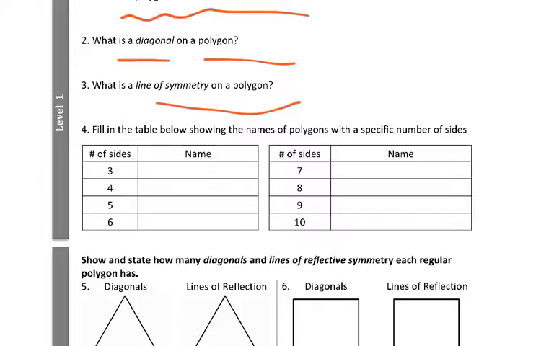Okay, so, yeah, we need to learn the names of some specific polygons because that's going to show up on our test. Any polygon that has 3 sides is called a triangle. You guys knew that. Now, some of you, for the 4-sided, are tempted to write square or rectangle or something like that, but there are tons of different kinds of 4-sided polygons. So, the general name for all of them is called a quadrilateral.